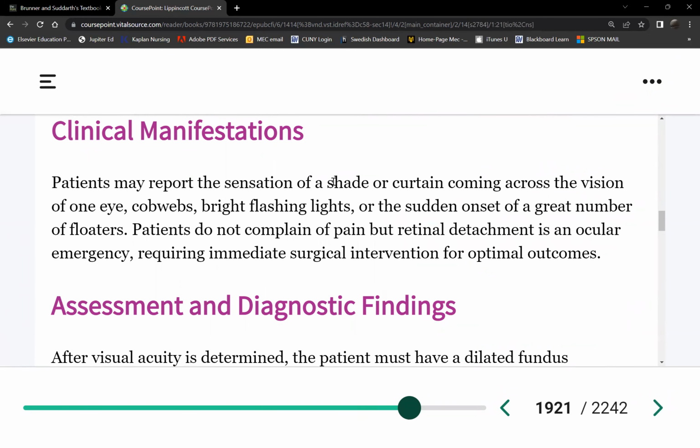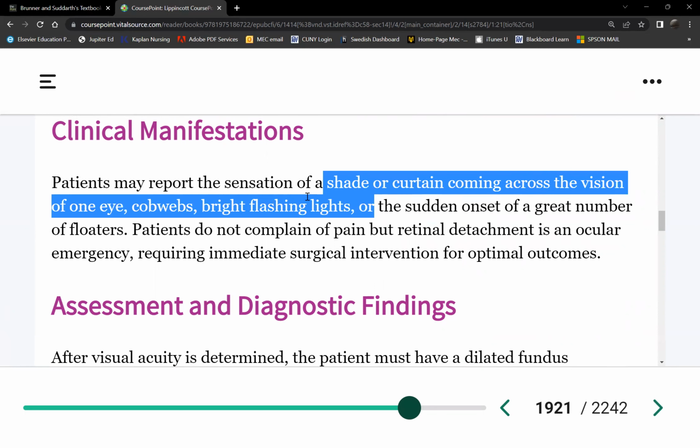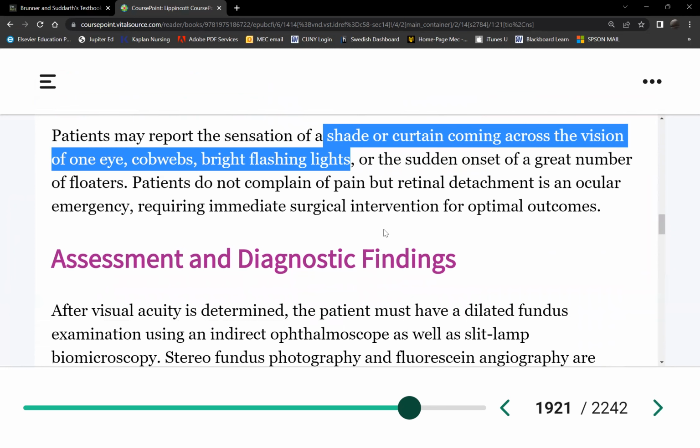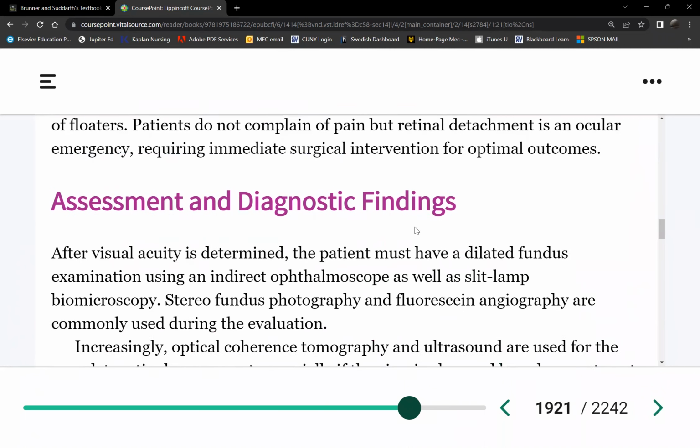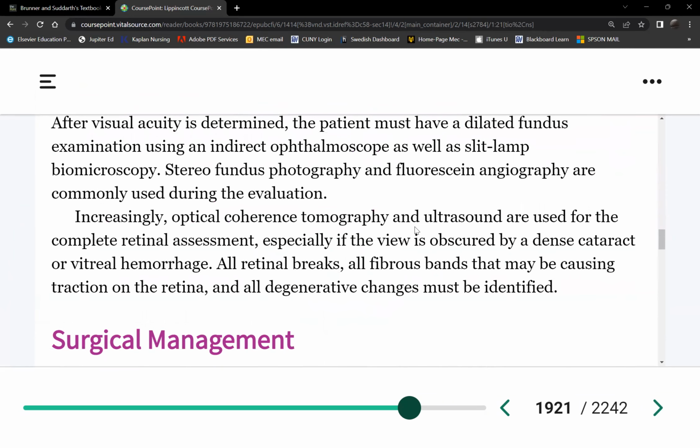Patient will report a shade or curtain across the vision of one eye, cobwebs, bright flashing lights. My father-in-law mentioned these, but then he didn't see a doctor. He just thought, maybe, well, not anymore. It's been years. Too late. So he's legally blind. He still hangs out in malls watching chicks, and in church as well.